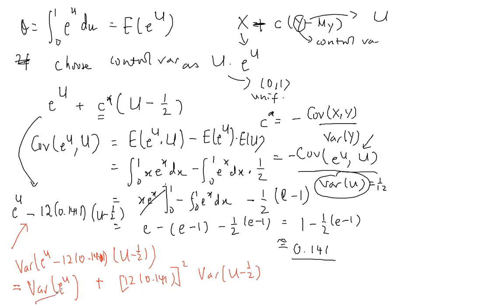This one you can find out. This is E of e^(2U) minus (E of e^U) squared. This one over here is basically just the variance of U, which will give you 1/12, so we'll cancel this part here. Basically you can do the evaluation. I leave this to you; you can fill in the details here. You should get something like 0.0039.